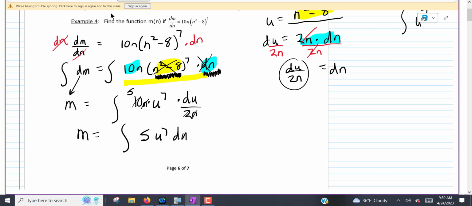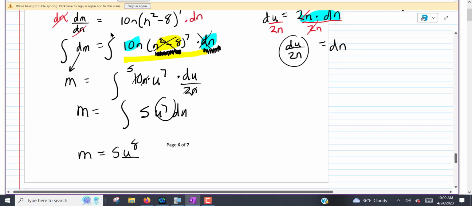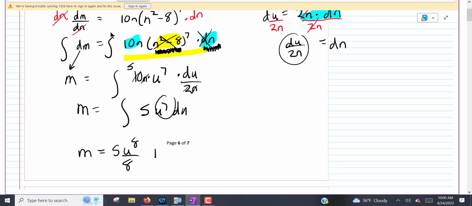It takes a little bit of time to do that. Okay, now you can do this in your head. So 5 is a constant, so when you get your antiderivative, you have 5. Now, what's the antiderivative of u to the 7th? U to the 8 over 8. Okay, that's your power rule. Good. Some of you were kind of shaky on that earlier in class, so we're making progress.